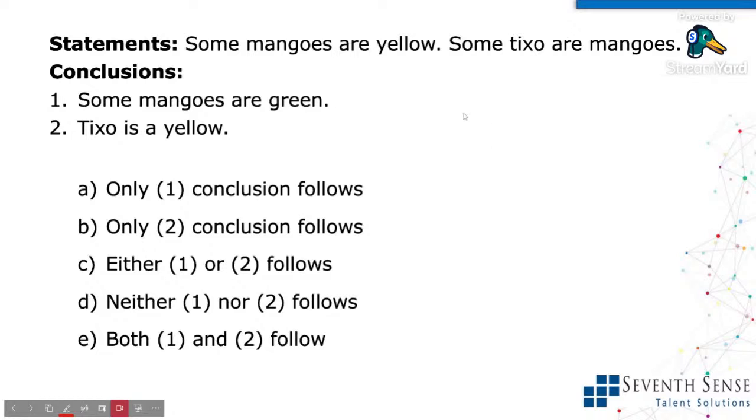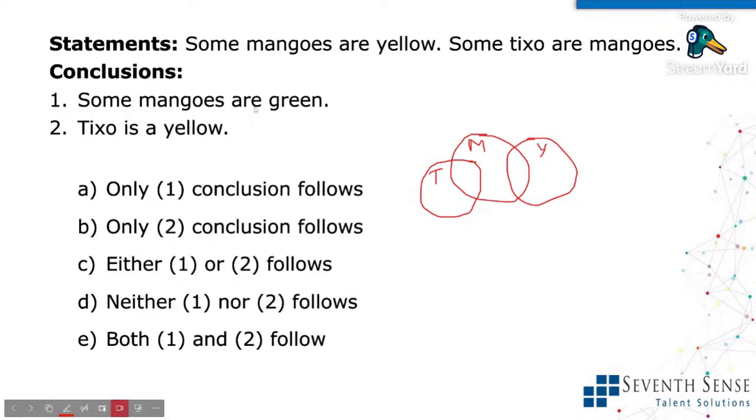I already told you if it is some, what we should do, we should take some intersection. So that is what we are gonna do. Some mangoes are yellow. So this will be my mangoes and this will be yellow. Some tixo are mangoes. So we are telling that there is something called tixo, which are basically mangoes. So this will be my tixo.